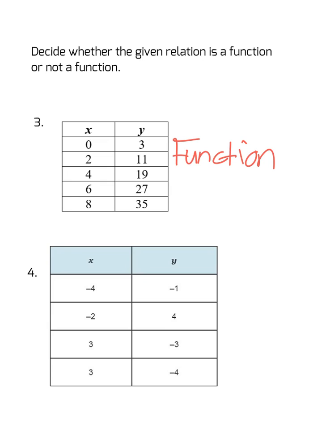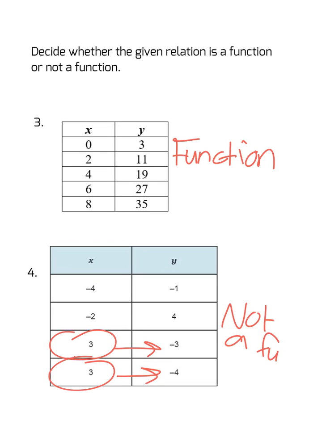And the second table, number 4, I have -4, -2, 3, and 3. So that means 3 is paired with -3 and -4. So since I repeat the x values, this is not a function.